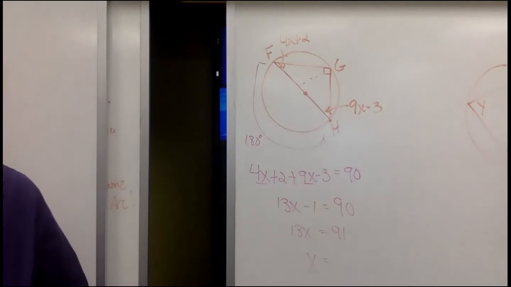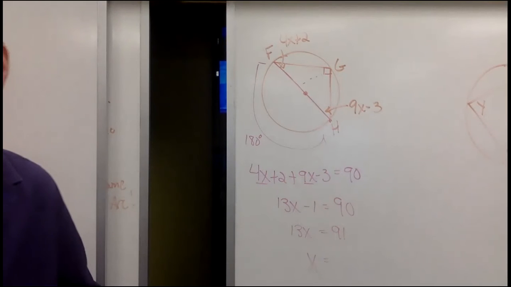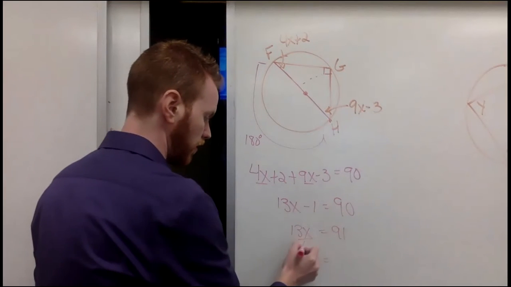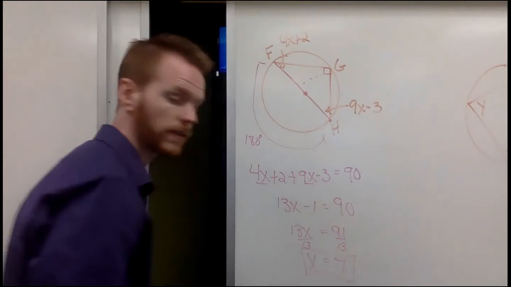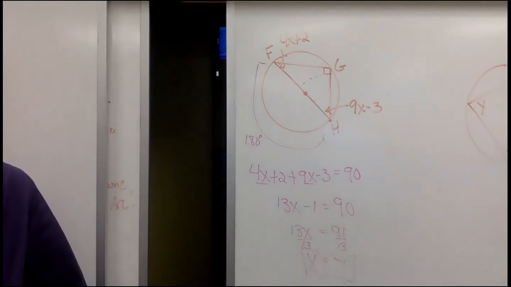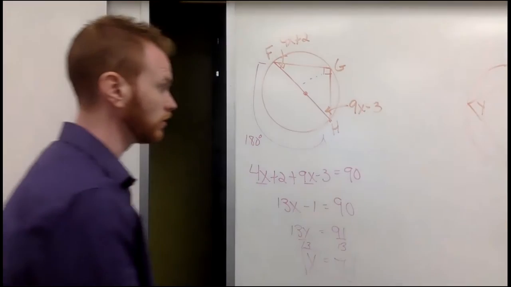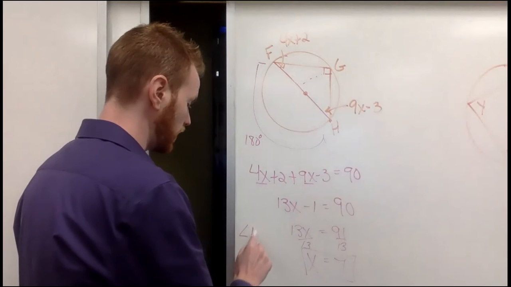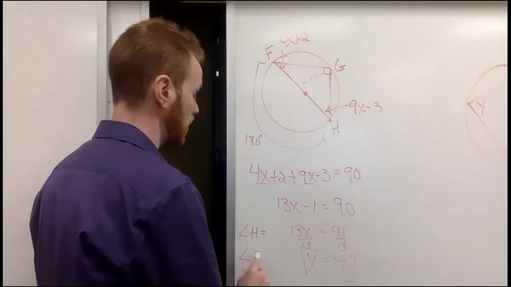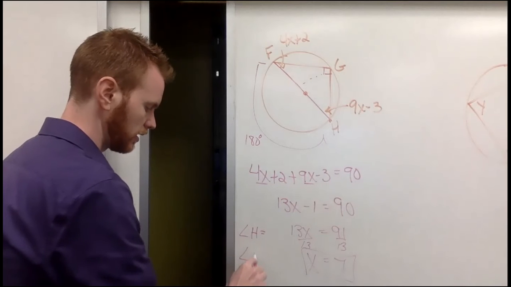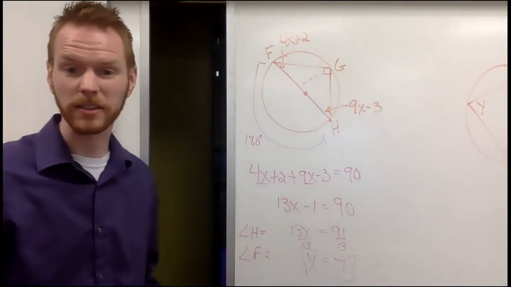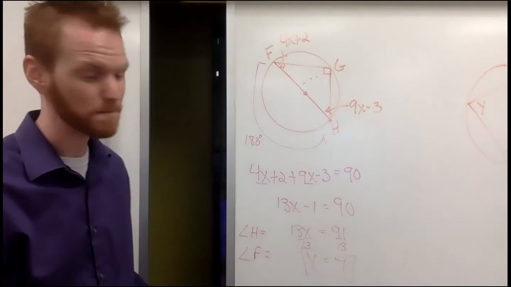And then for my last step, I'm going to go ahead and divide both sides by 13. And we get x to be 7 for that guy. Now, let's say I want to figure out the measurement of angle H and the measurement of F. Oops, sorry, that's written incorrectly. Just to see if I'm correct. And it's always good to check your work, right?